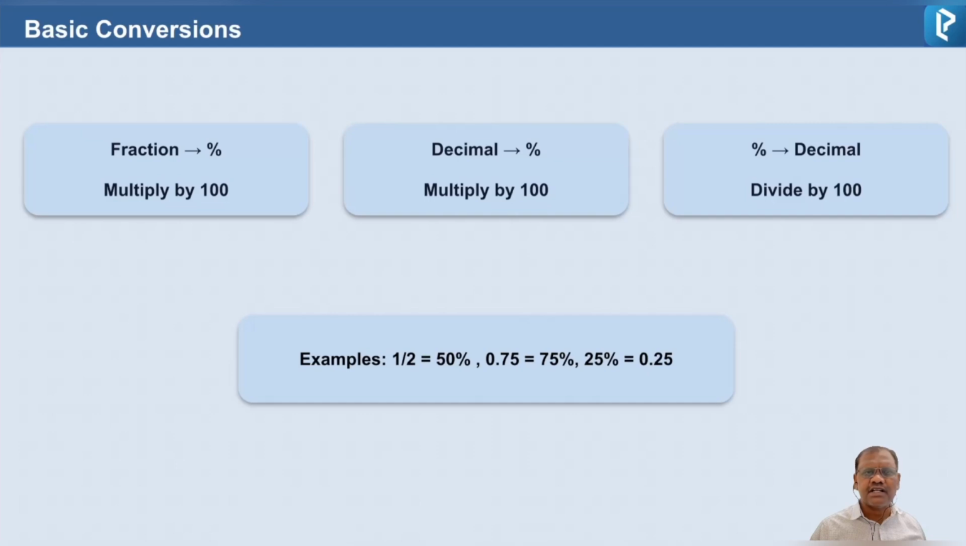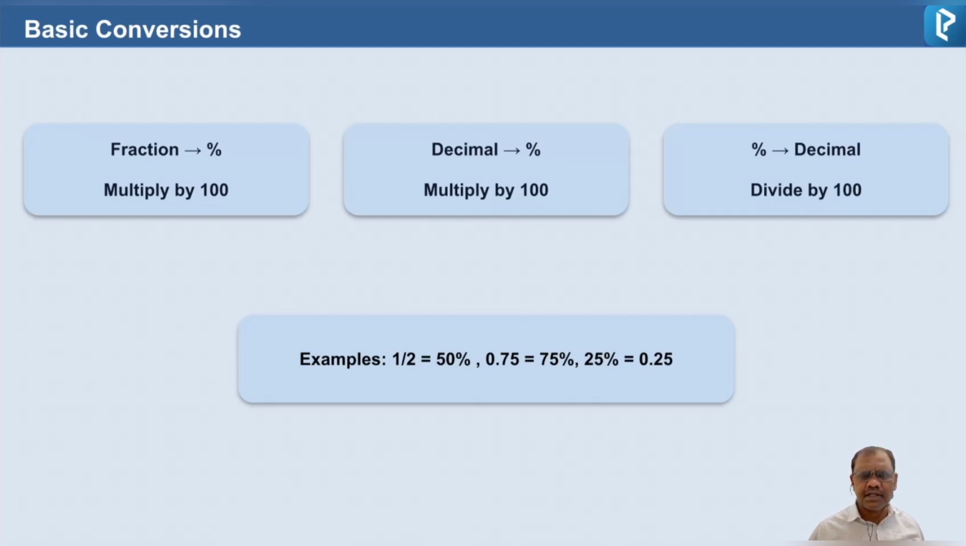Converting from fraction to percentage, decimal to percentage, and percentage to decimal. To convert a fraction into a percentage, we have to multiply it by 100. Similarly, to convert a decimal into a percentage also, we multiply by 100. And vice versa, percentage to decimal, we divide by 100.